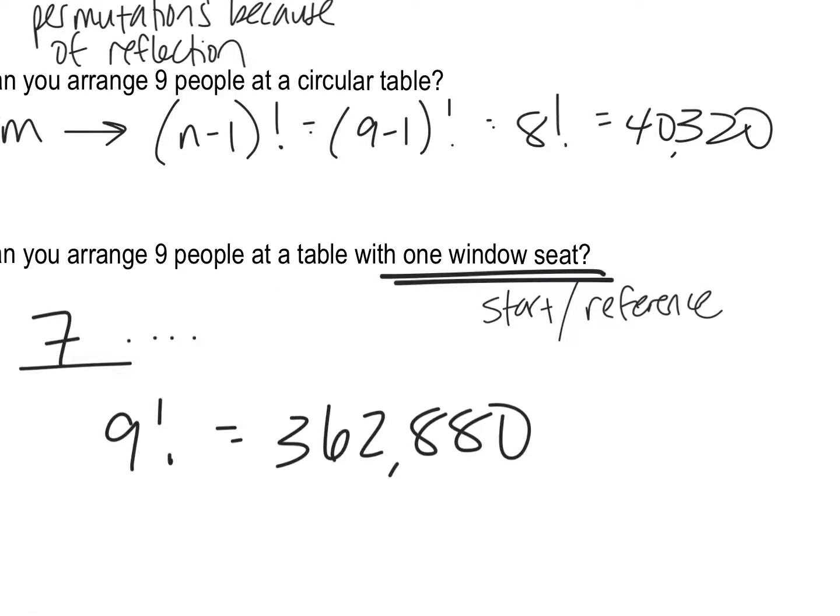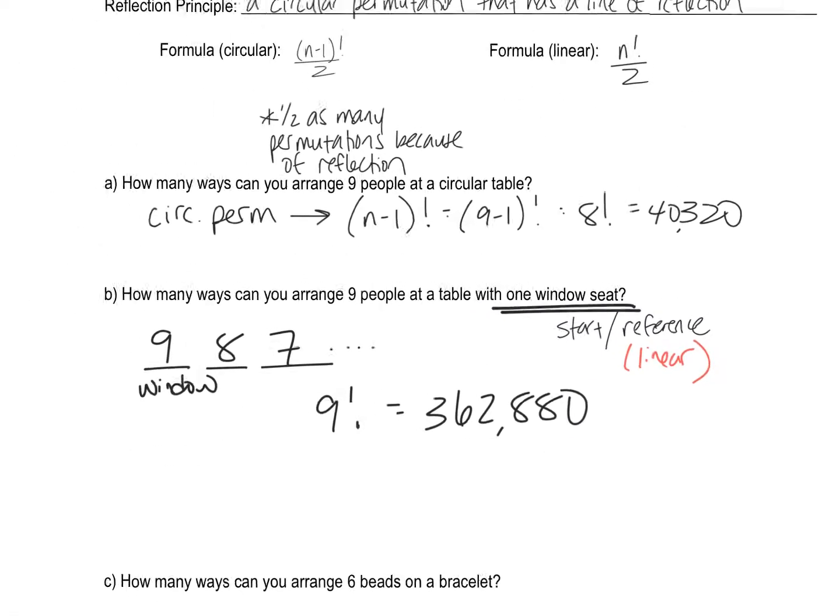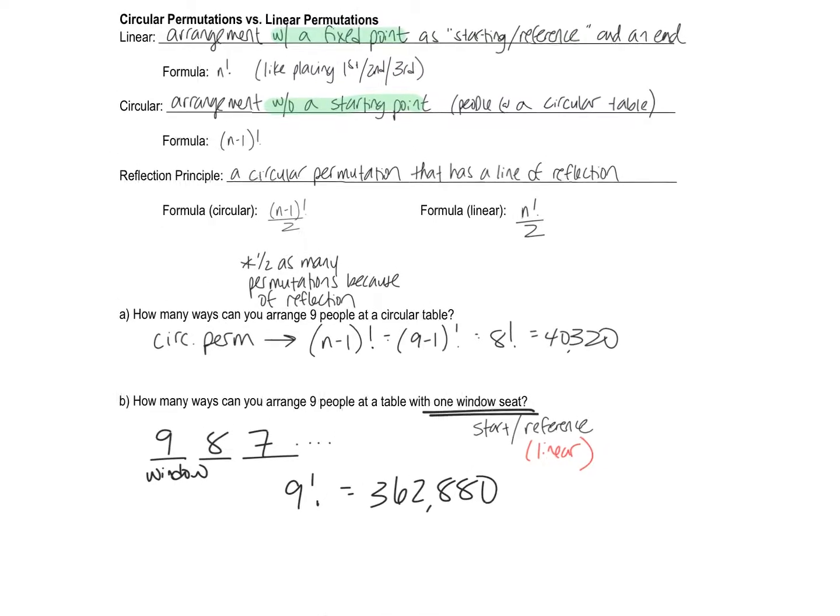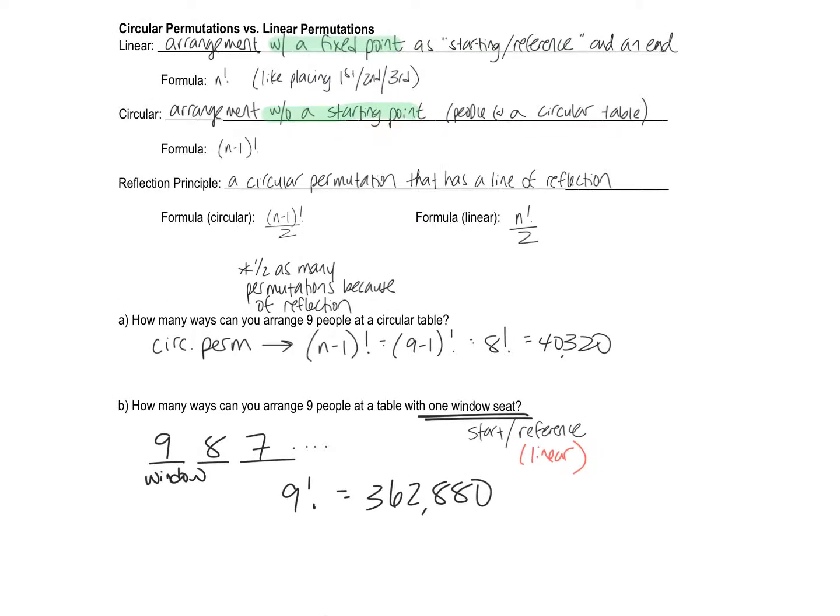So it's kind of like a starting point or a reference. This gives you a linear situation, okay? That's why I'm using these formulas from above. The first one I did was a circular permutation. It's a circular table. That's this one. I have it here, and a typical example is a circular table there. There's the formula. In this case, if you have a window seat, that's your fixed point as a starting point or a reference, so you just use n factorial. So those are those 2 examples.